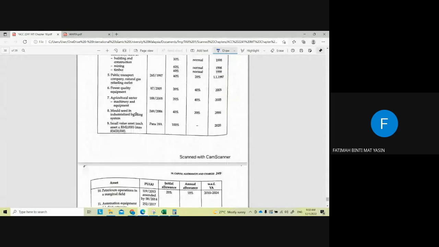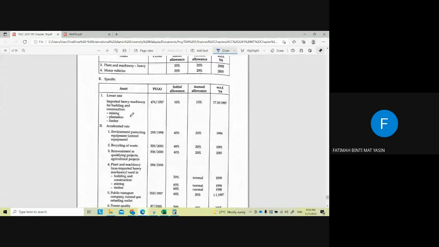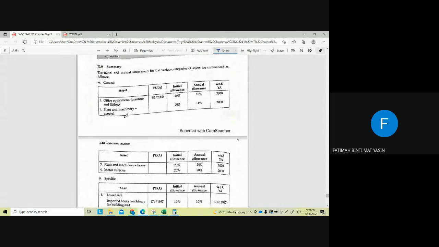Okay, so here are the details about the rate. Okay, so you can focus on this one because we are focused on this one only. Okay, so that's all for this topic. So please do the tutorial. I will give you the tutorial afterwards. Any question before we end the session?